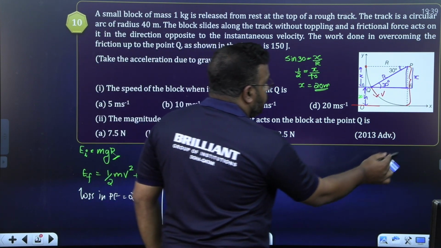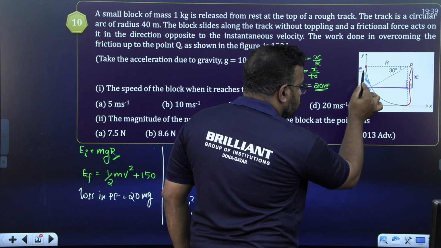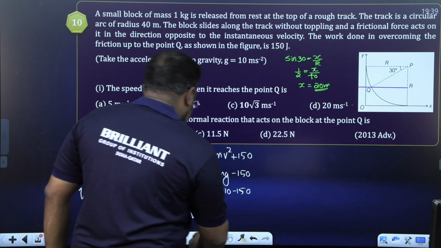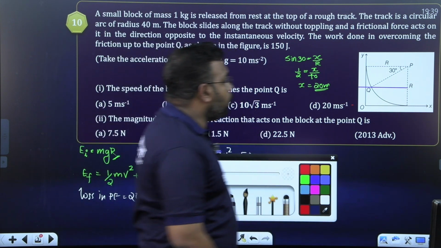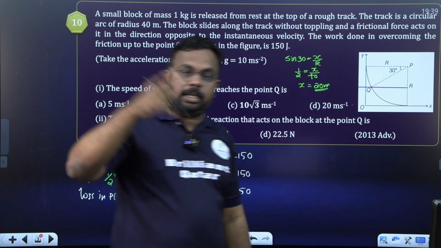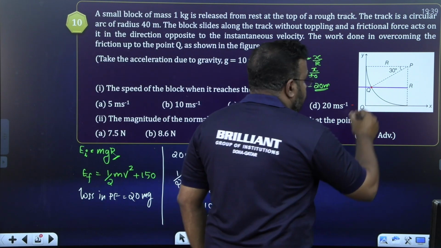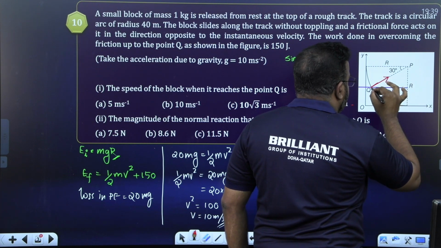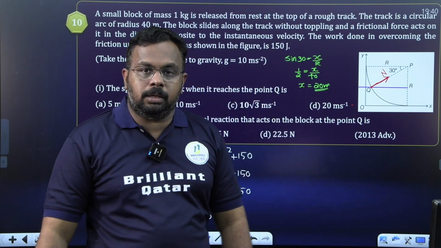So at Q, what is the normal reaction? For that, let me erase these things and let's redraw the things. Listen, you know that normal reaction means perpendicular. So what will be the direction of normal reaction at this point? It's a circular track. So for a circle, perpendicular means it will be radial, along the radius only. So this will be the direction of normal reaction. I'm just marking it as N.